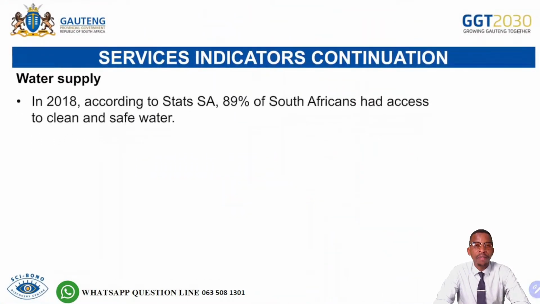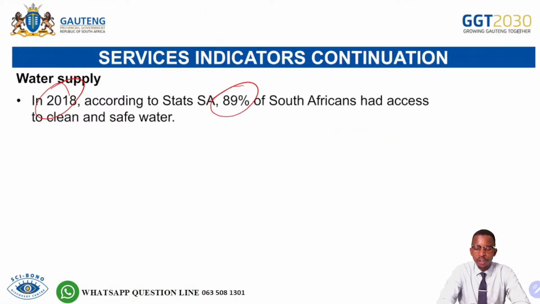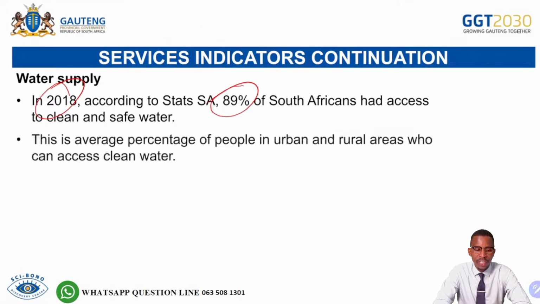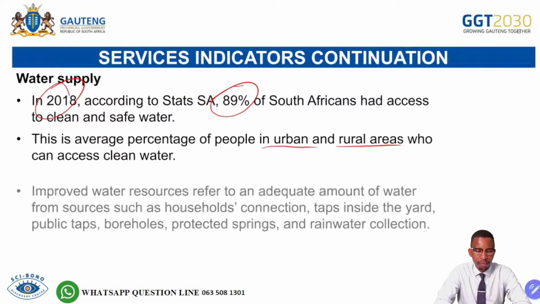So in this situation, we refer to the percentage of the population that has access to clean and running water. According to 2018 Stats SA information, about 89% of South African people had access to clean and running water. However, remember, rural communities are still compromised because they do not yet have piped running water. Normally, they use water tanks or rivers to get water if the government does not intervene locally to provide them with water. So that's one of the challenges. This is the average percentage of people in urban and rural areas who can access clean and running water.